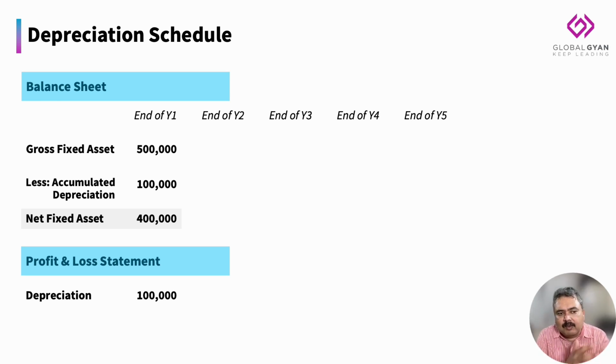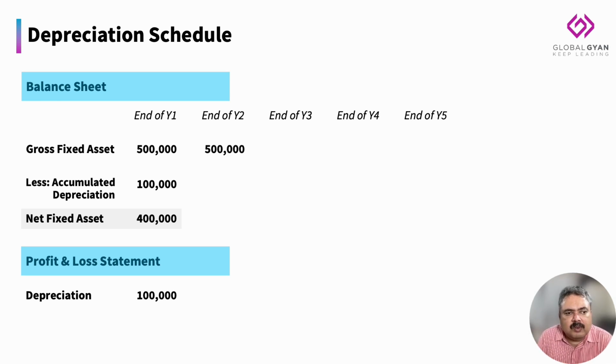So at the end of the year, let's assume the asset was bought at the beginning of the year, by the end of the year, one fifth of it has been used up, and the net value of the asset is now 400K. In fact, that's the number you will see in the balance sheet under fixed assets. The fixed assets will not tell you what the gross amount is. The gross amount can be found in the notes where you have the details of the fixed assets. But in the balance sheet summary, you will only see the 400,000 number, the NFA.